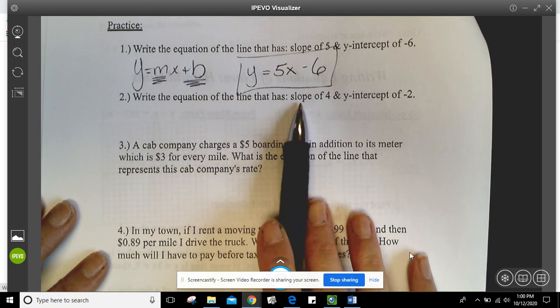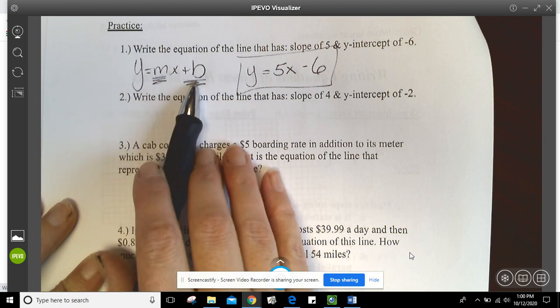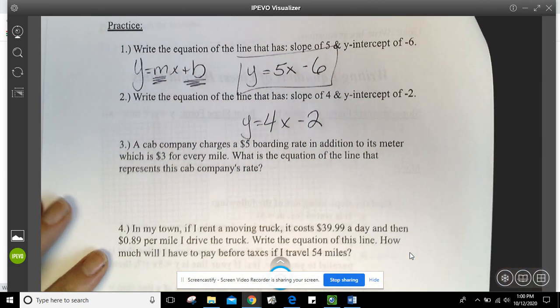Same thing with 2. Slope of 4, y-intercept of -2. So if I'm using this equation again, m is my slope, and then b is my y-intercept.